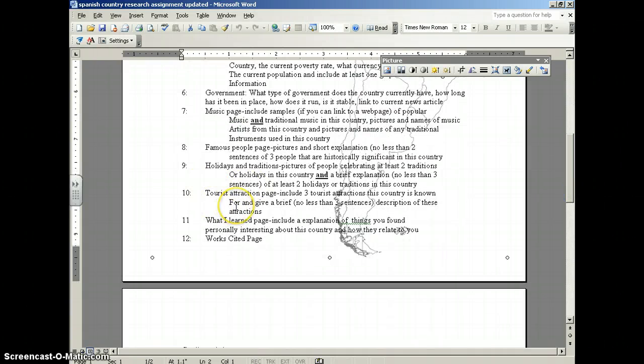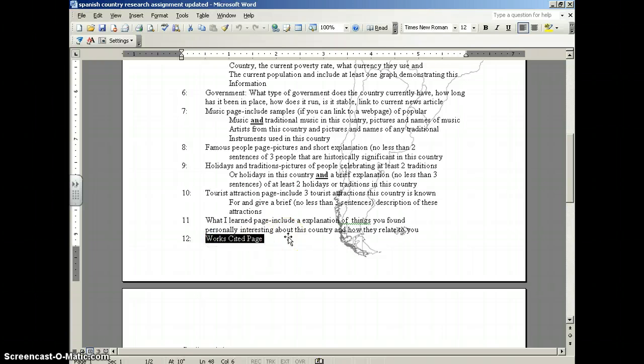Tourist attractions, more cool stuff. If you went to this country, what would you go see? What is awesome? What I learned. This is more than just, well, I learned a lot about the culture of this country, and I found it to be interesting. Actually, attribute this to something that relates to you. What you learn, and also works cited page.